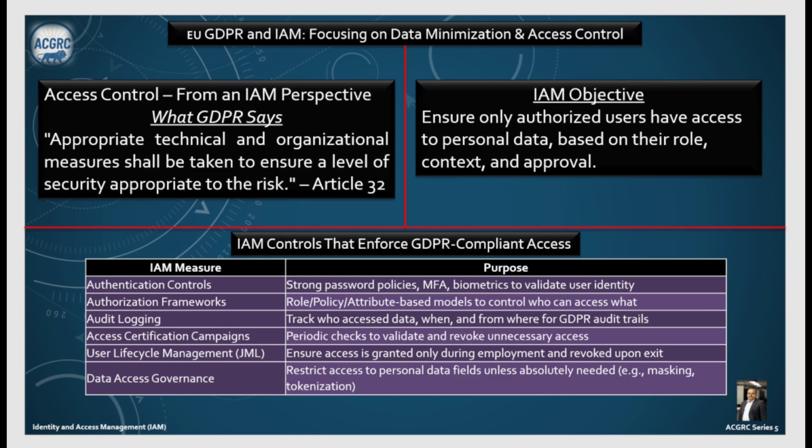Then it's also about the access certification campaign, wherein we periodically check to validate and revoke unnecessary access. Then we have user life cycle management, which is the JML process we discussed earlier, which ensures access is granted only during employment and is revoked upon exit. Then it's about data access governance, where we restrict access to personal data fields unless absolutely needed. So this is how IAM gets linked to GDPR's requirements.